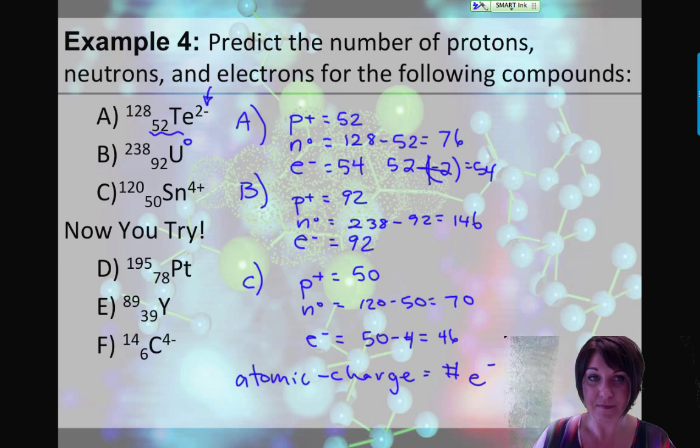Got it? Good, because now it's your turn. You have 3 of these to do so that you can show me in class that you get it, because I want to make sure that this is not going to hold you back in EP chemistry.